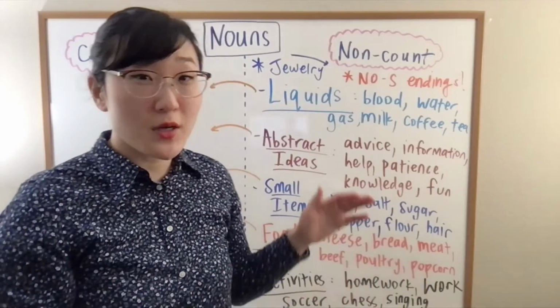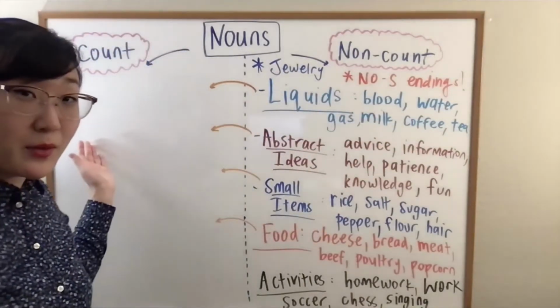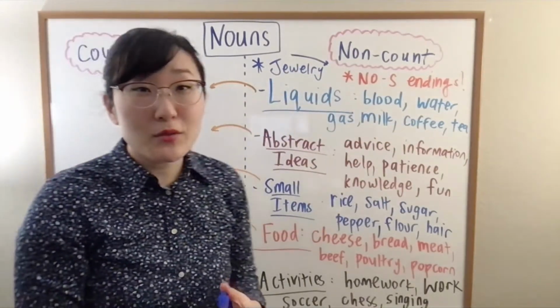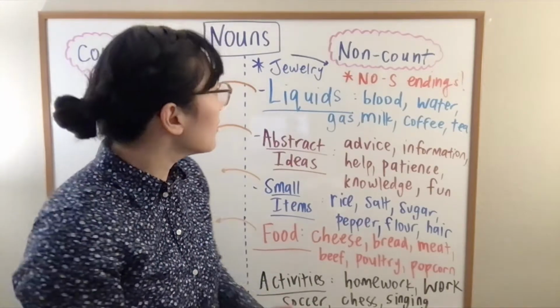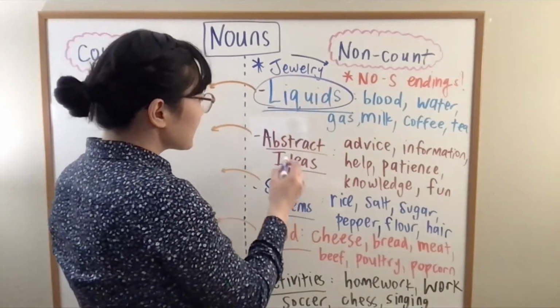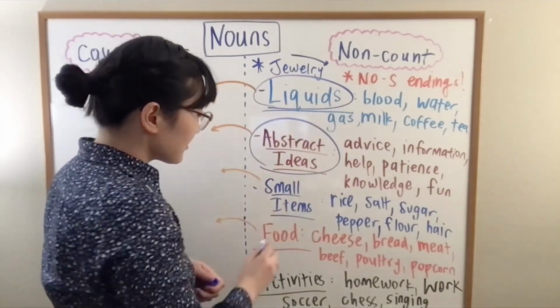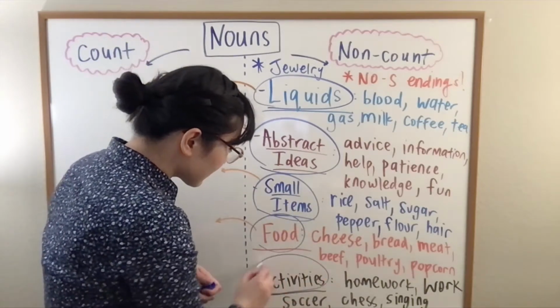So first we will talk about some non-count nouns and how to change them into countable nouns. And then we will do a little practice with how many and how much, okay? So I have different categories here for you. Liquids, abstract ideas, small items, food, and activities.